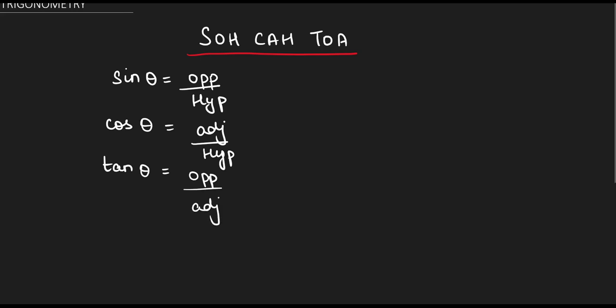Now let me tell you what I'm talking about here. I'm talking about a right angled triangle. Always remember trigonometry is all about a right angled triangle. So let's suppose this is the angle theta and let's name the triangle ABC. The opposite, hypotenuse and adjacent I'm talking about are the sides, considering this angle theta.